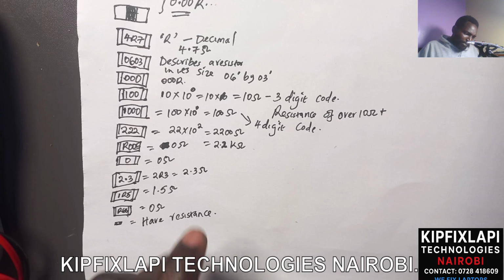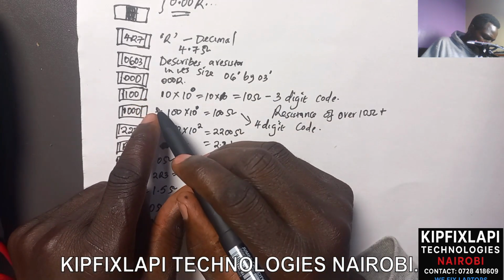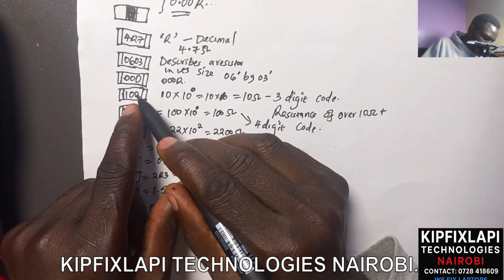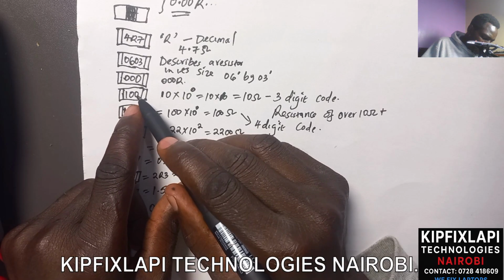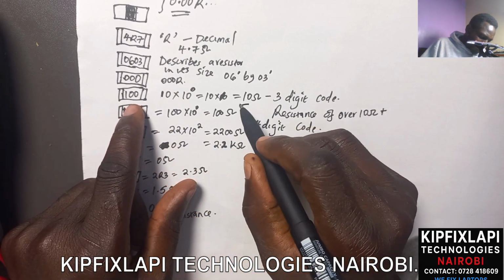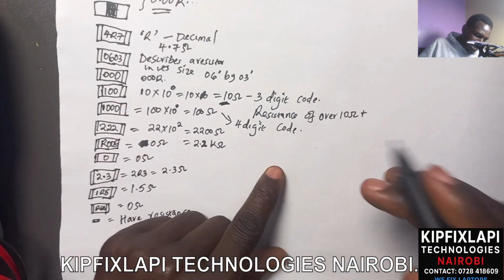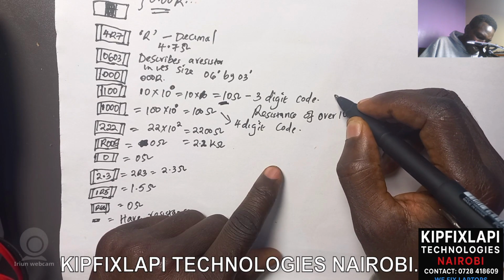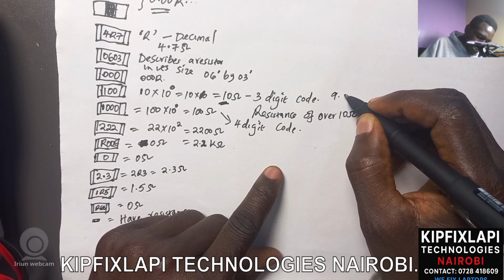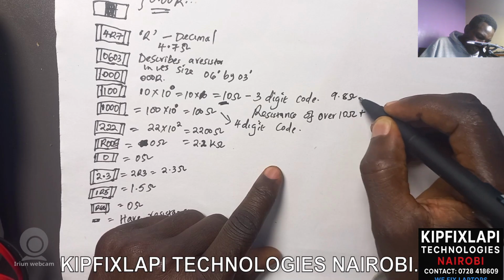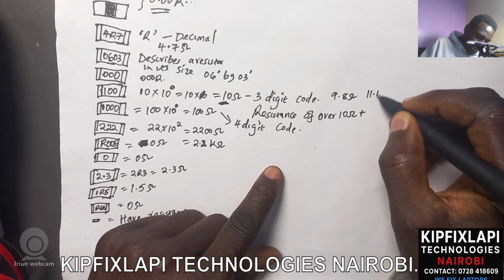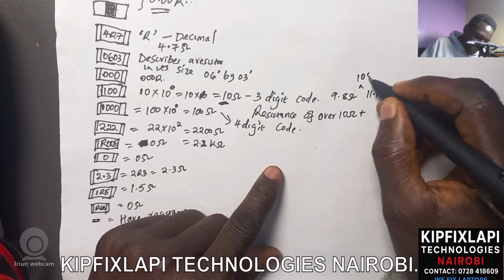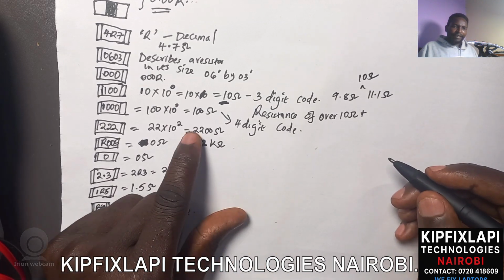So, meaning we might not get exactly the same value. For example, this one for 100, this is 10 times 10 raised to 0, which is 10 ohms resistance. At a 10 ohm resistor, we might have it as maybe 9.8 ohms. It could be 11.1 ohm. As you can see, it's not exactly 10 ohm resistance, yes, to have that error.